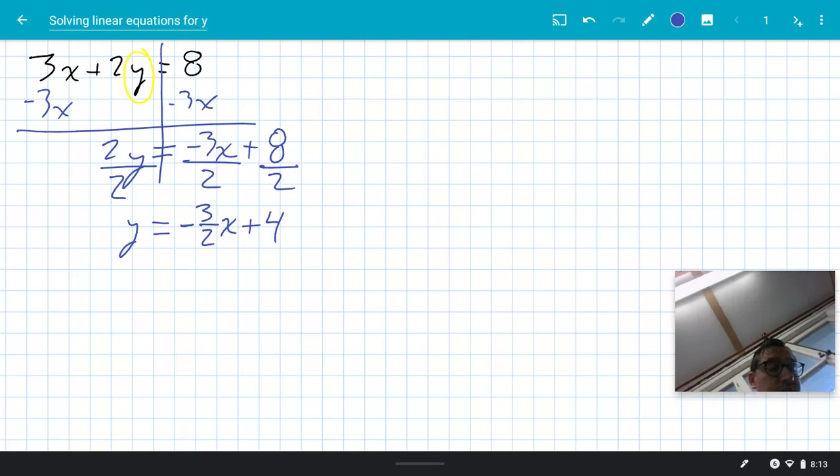Now, generally, the reason why we would do this is because we want to graph this. And if we graph y equals negative 3 over 2x plus 4, it's much easier to see what to do than it is from the original, which we call standard form.